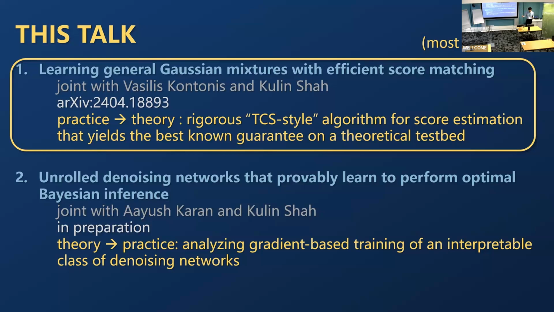from distribution learning to supervised learning. Can we actually use this to revisit classical theoretical test beds in theoretical computer science and show that they give us new algorithms that hopefully perform even better than bespoke algorithms that were developed in the past? And so in the first part, we show that this is actually the case. We give a rigorous, TCS-style algorithm for score estimation for a well-studied statistical problem that yields the best known guarantee on that particular problem.